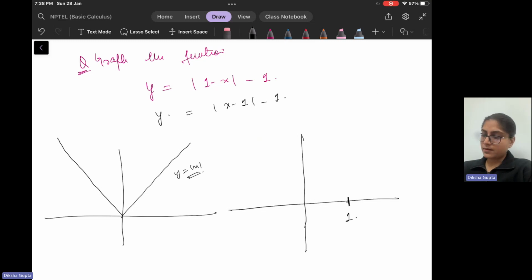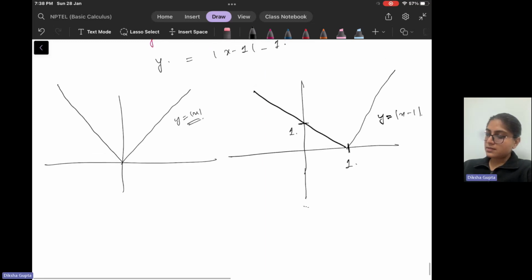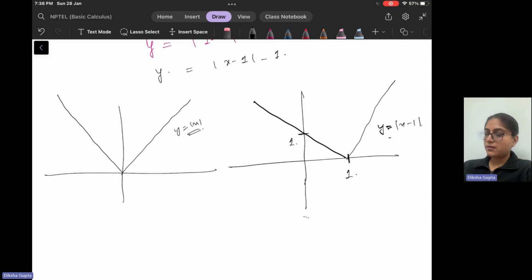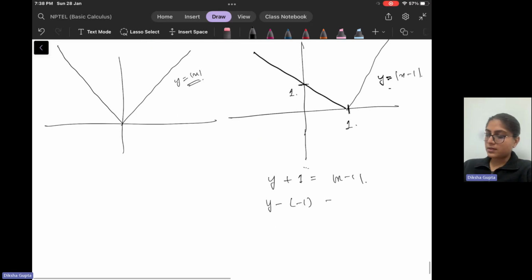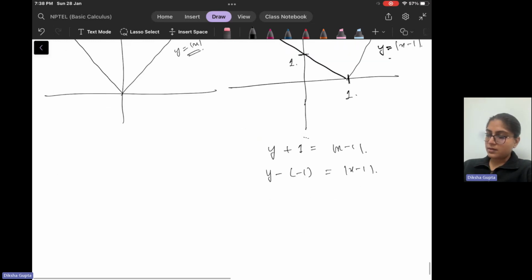So this will be x, y is |x − 1|. When x is 1, it is 0. When x is 0, y is 1. Now with this graph, you have to change in y. So we have to plot y plus 1 equals |x − 1|. That is y minus minus 1 is |x − 1|. So here our k is negative. So it will shift the graph 1 unit downwards of |x − 1|.